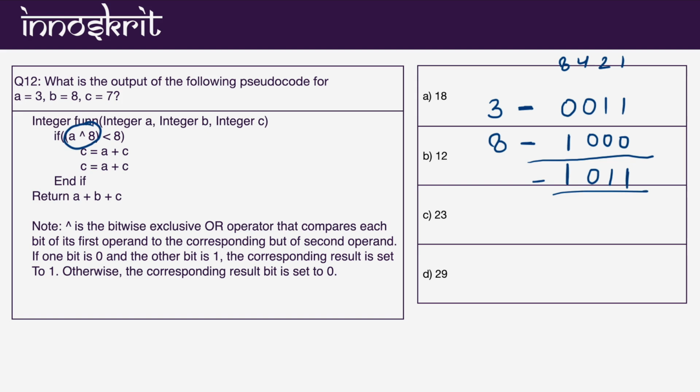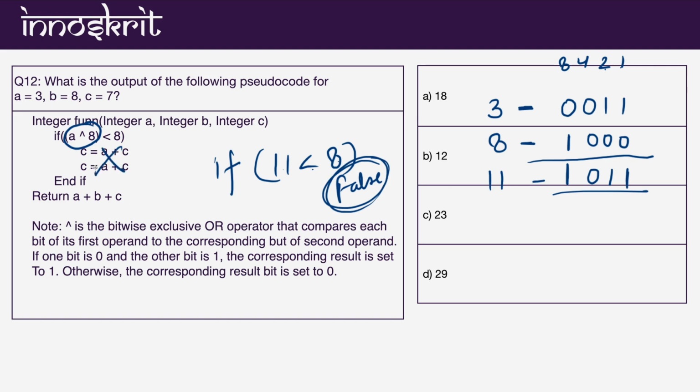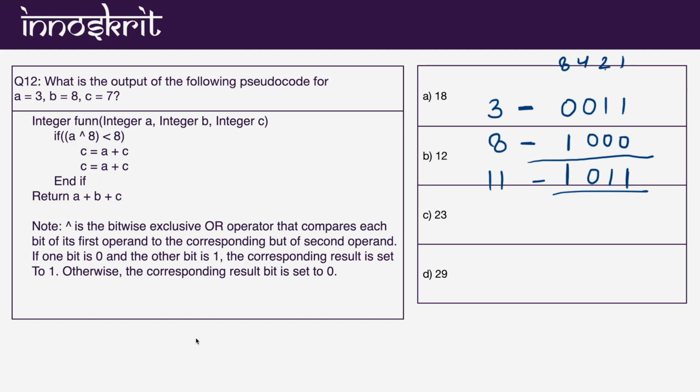Now what is going to be this one? So 8, 2 and 1, that means 11. So that means 11 is less than 8 is being checked in this if condition. Is it true? 11 is less than 8. Is it true? No, this is false. And because this is false, this is not going to be processed. So this if is not going to be processed, and we are going to directly return a plus b plus c, right?